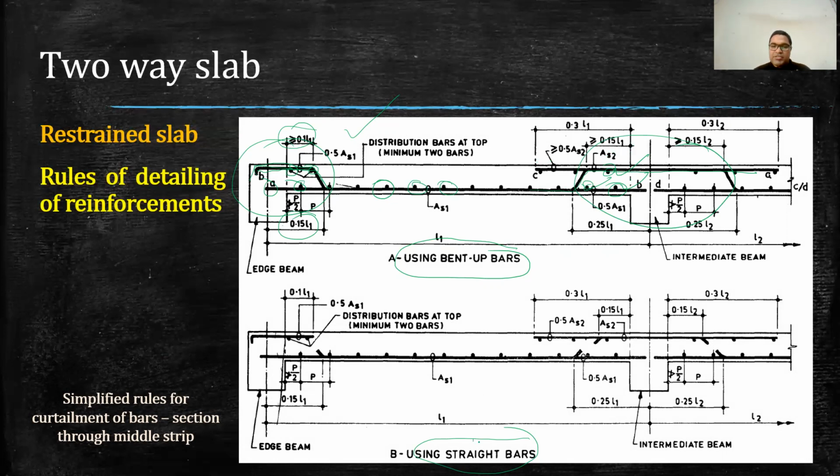Similarly, if we provide a straight bar, in that case what we do is we cut our bar here only. We don't extend this bar like the bent up bar we have done in this case. So this case is better. Generally, practically, we adopt this system of reinforcement detailing. So both of these are okay as per IS code recommendation, but practically we prefer this kind of system to provide the reinforcement detailing.